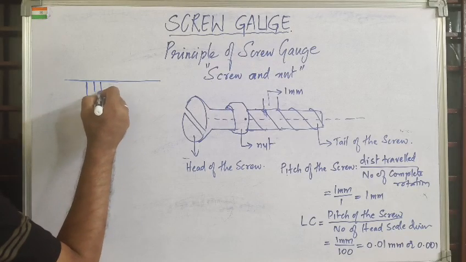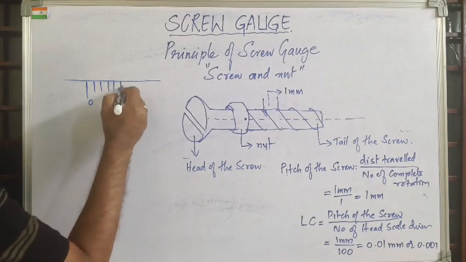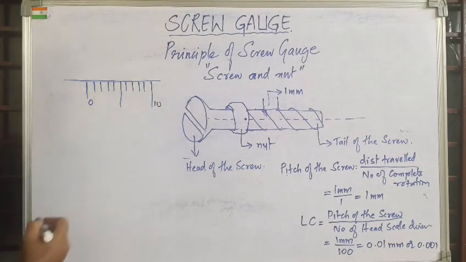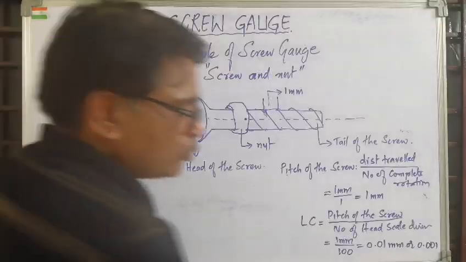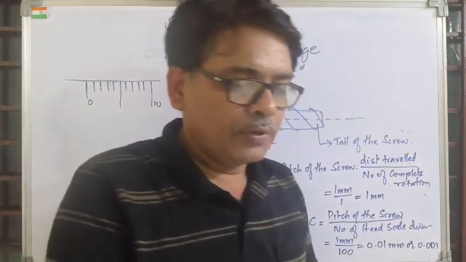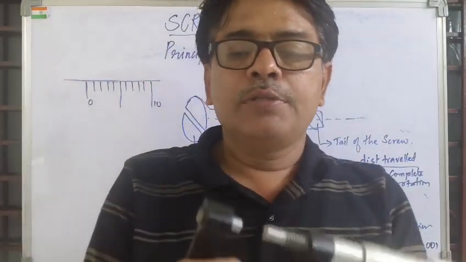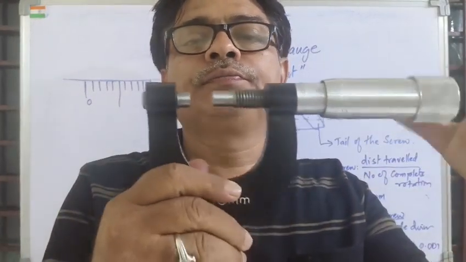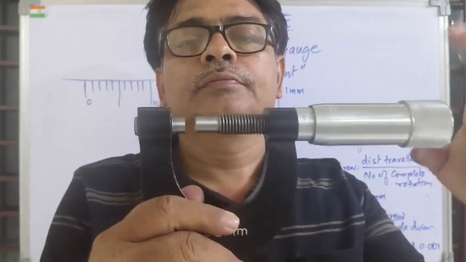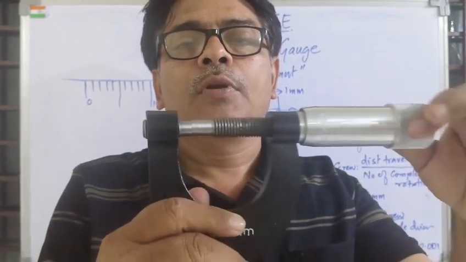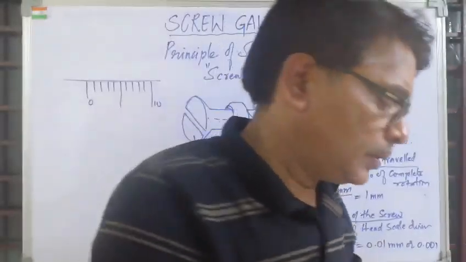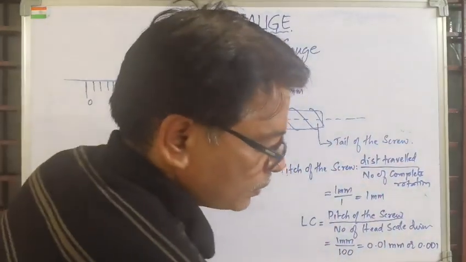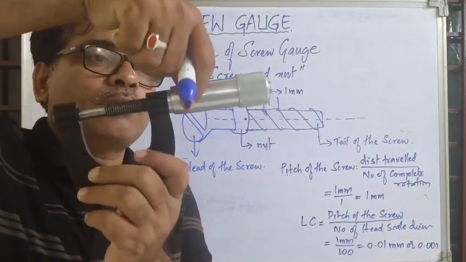Then comes the 1, 2, 3, 4, and 5th division, 6, 7, 8, 9, and 10th division, like this. So what happens when you join the stud and the shaft? As I was telling you, this is the stud and this is the shaft. When you join these two, this part of the barrel we call the head, and this part is called the barrel.